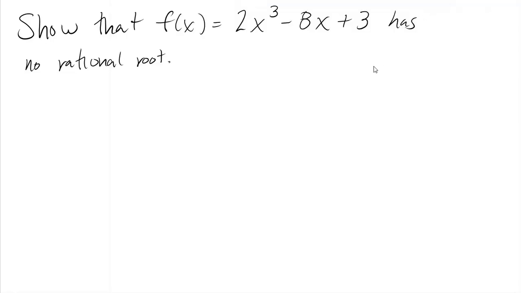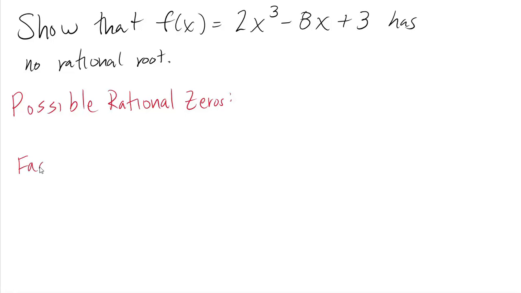Well, your first job would be to make a list of all of the possible rational zeros. That's your job. Will you list all of the possible rational zeros for me, please? Any rational zero will have a numerator which is a factor of 3, and a denominator which is a factor of 2. The factors of 3 are 1 and 3. The factors of 2 are 1 and 2. And so there's not a really long list here.